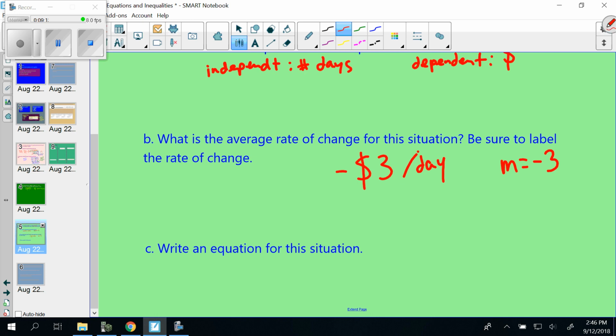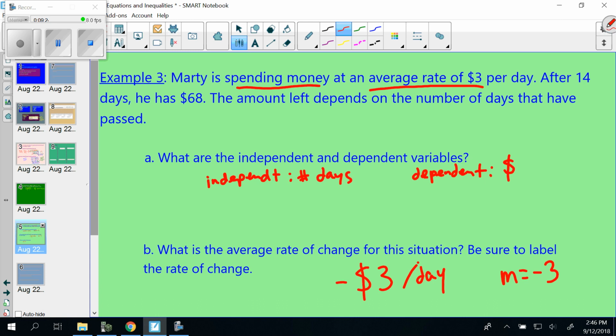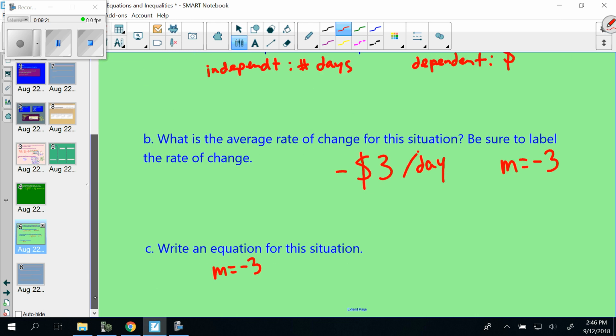Okay, part C, write an equation for this situation. We know our slope is -3, but we need something else to go with that, and here's where the last part comes in. It says after 14 days, he has $68. Our days are our x value, our independent value, so that goes first: 14. The dollar amount is our dependent, our y, so that goes second. So we have the point (14, 68). Now you can put it in point-slope form and calculate the equation.